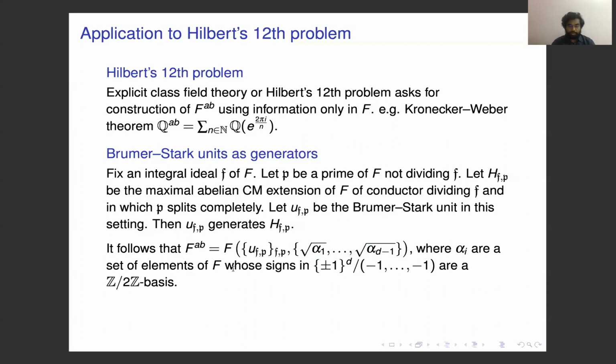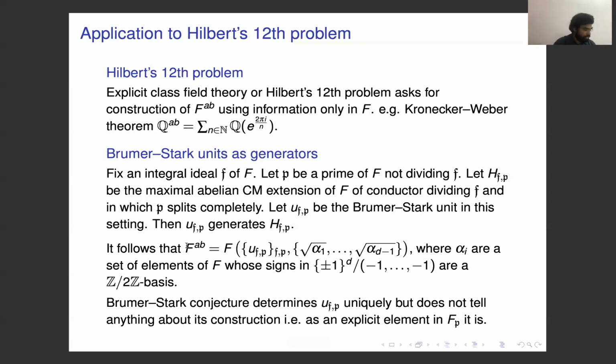These are the set of elements in F whose signs form a Z/2Z basis. The Z/2Z dimension of this set is d minus 1, and I have to pick these elements and take square roots of them. So I have to adjoin that. That gives me the maximal abelian extension of F. So to get the maximal abelian extension of F, I take these Brumer-Stark units and I adjoin them.